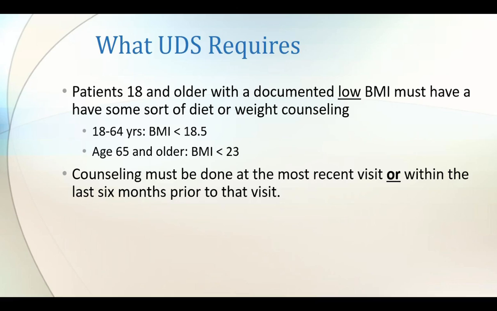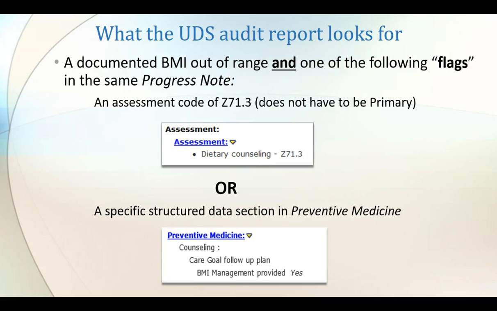Like with a high BMI, counseling must be done at the most recent visit or within the last 6 months. What the UDS report looks for. Just like for the high BMI, the low BMI report is looking for the same flags in the progress note: an assessment code of Z71.3 or a specific structured data section in preventive medicine. Once again, these are flags that tell the report that the education was done in those particular progress notes.